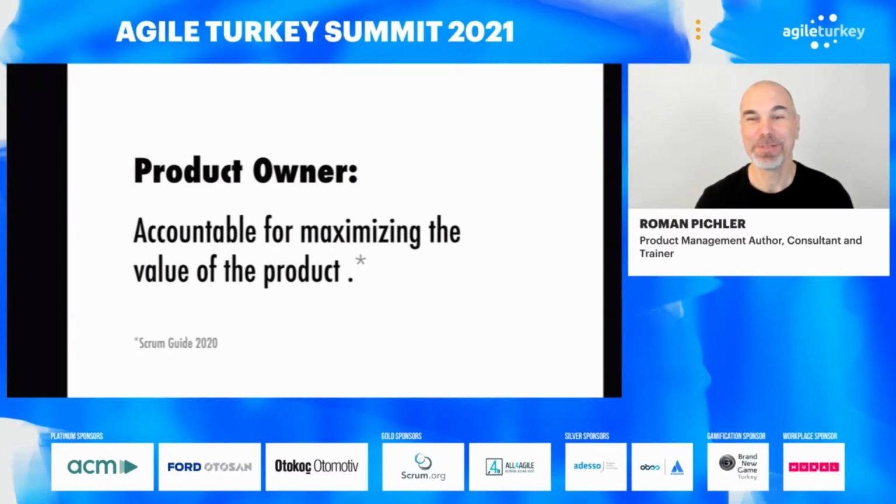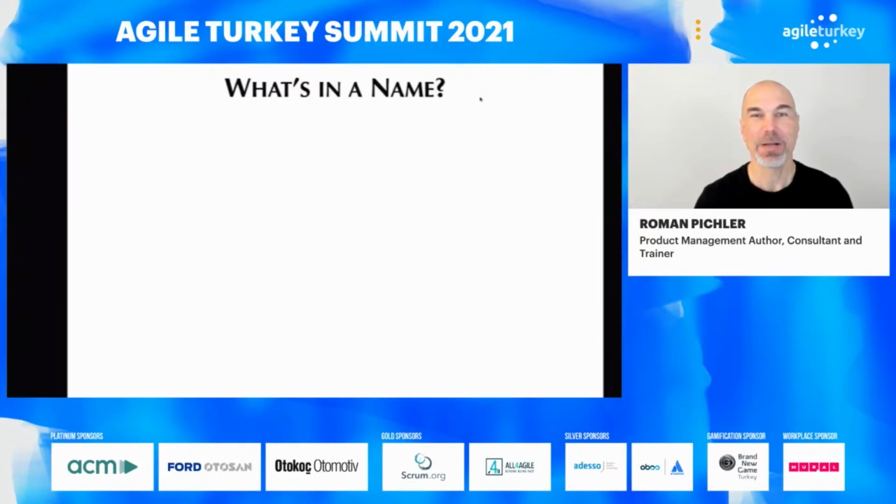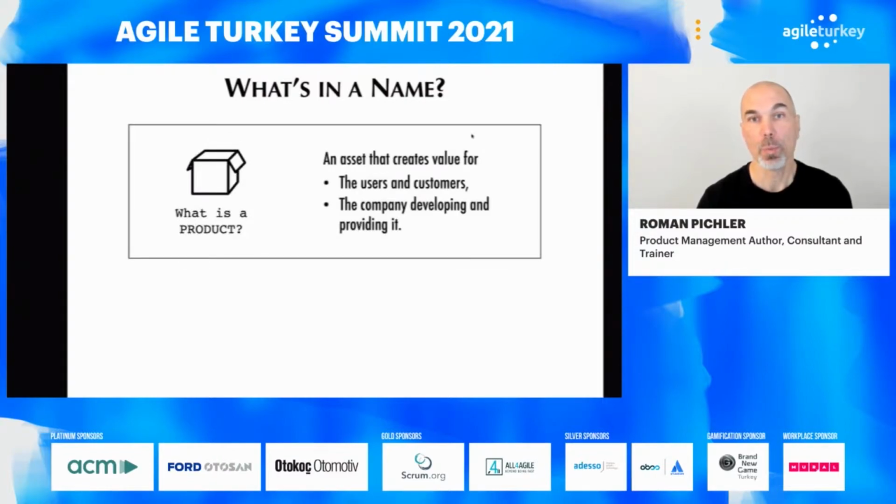Well, I find it helpful to go back to basics and really look at the name product owner, this compound noun, and look at the 2 parts. So that leads to the question, what is a product? If we have a role that is called product owner, what's that product? For me, a product is an asset. In the context of digital products, a piece of software plus possibly additional artifacts that creates value for a group of people, users and possibly customers, and at the same time, the company that's developing and providing the product.